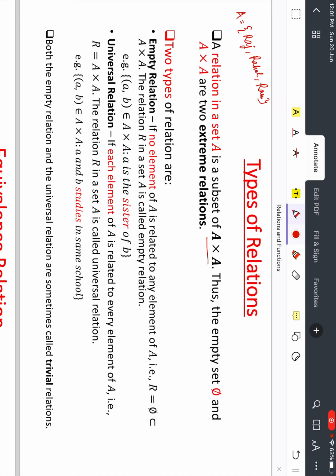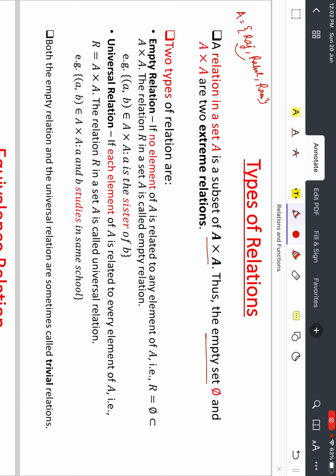So we have a set of boys like this. So there are two types of relations basically. One is the empty relation and the other one is the universal relation. Now what is the empty relation? Empty relation basically means that no element of A is related to any element of A. So it means that Raj is not related to Rahul, Raj is not related to Ram, Rahul is not related to Ram. So no element of set A is related to any element of that same set.